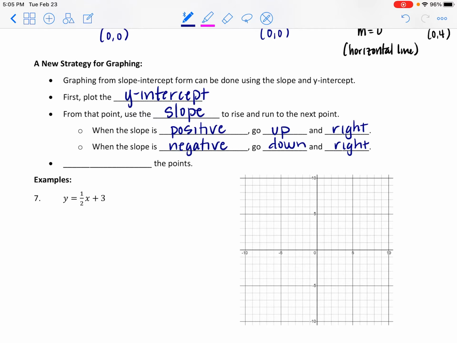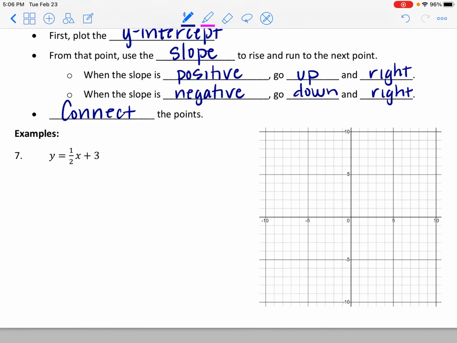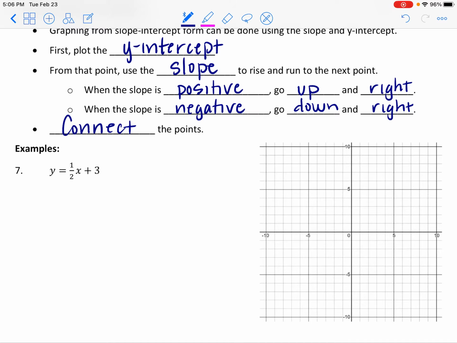Once we've used our slope to get to the next point, we'll have the y-intercept and the next point, and we can connect those 2 points. Okay, so I like this strategy, but you can decide for yourself after we go through a couple of examples. I can tell by looking at this equation that m equals 1/2 and that b equals 3.